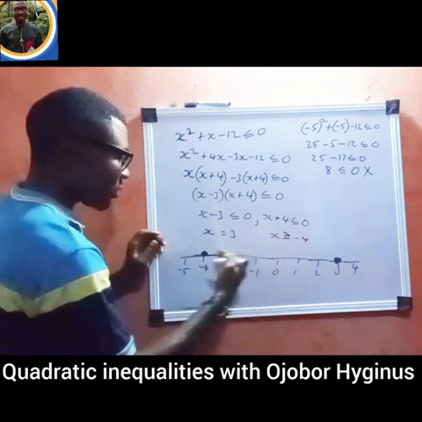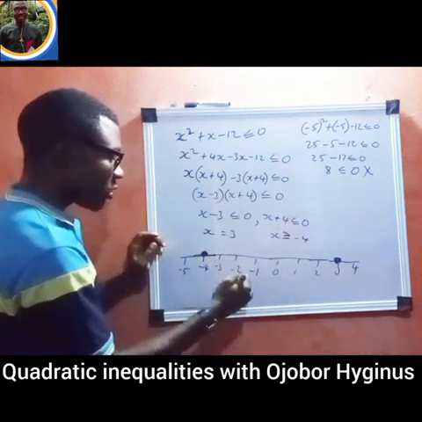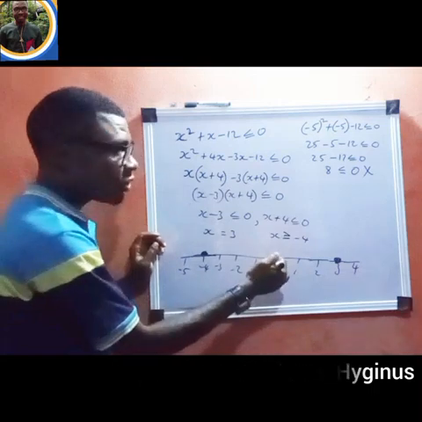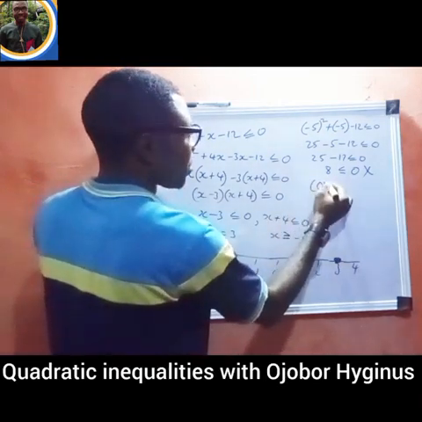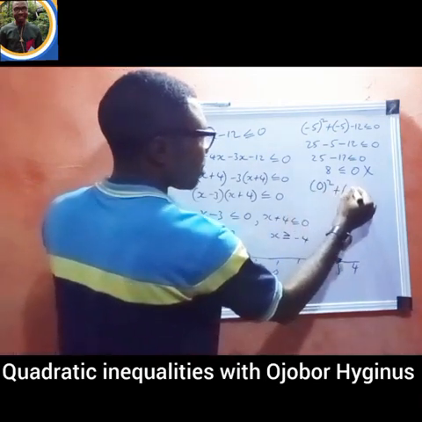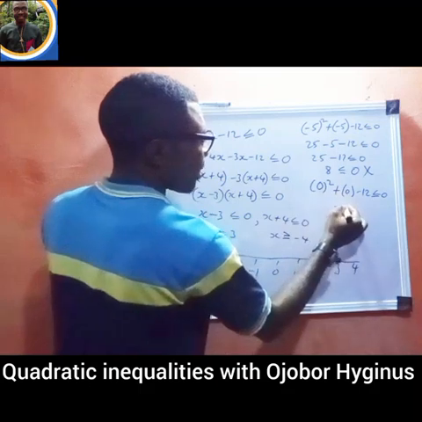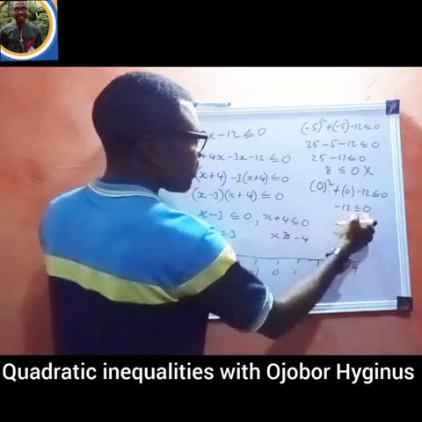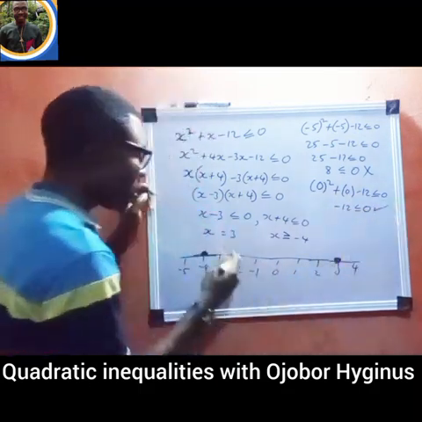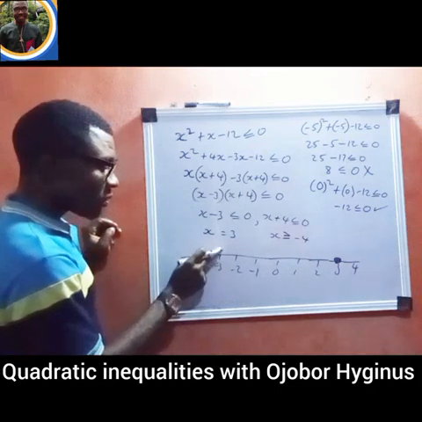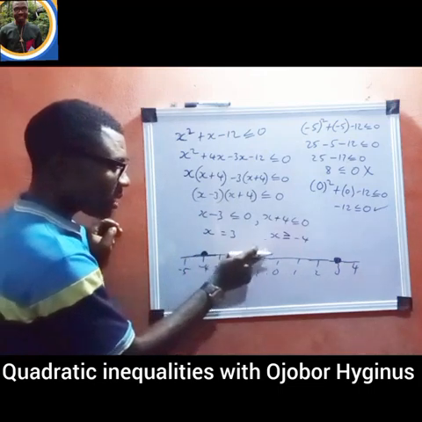Let's check greater than minus 4. Let's check a number here. Maybe let's just pick 0. That's the simplest one we can pick. 0 is in this region. So if I substitute 0, 0 squared plus 0 minus 12 less than or equal to 0. This is 0, this is 0, minus 12 is less than or equal to 0. Minus 12 is less than 0, yes. So this is correct. So this region is correct. So I can say that x is greater than minus 4. Greater than minus 4 is minus 3, minus 2, minus 1, and so on.